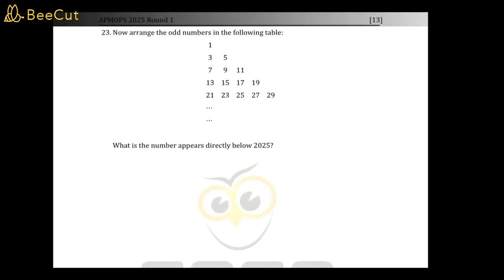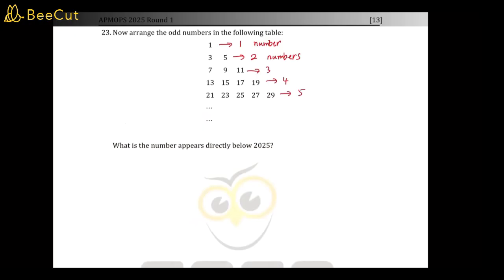Question 23. This is related to the triangular numbers. We see the first row there's one number. Second row there are two numbers. Third row there are three numbers. Then 4 and 5.